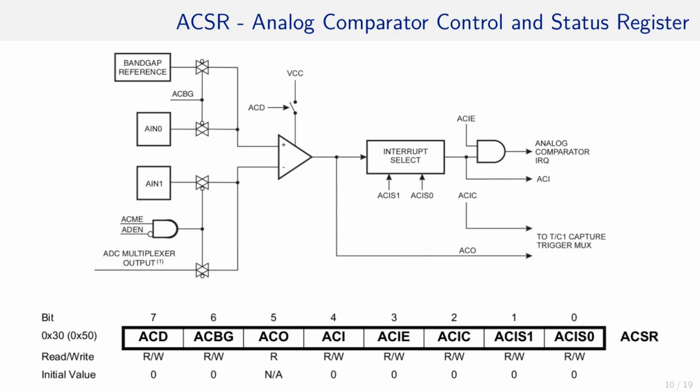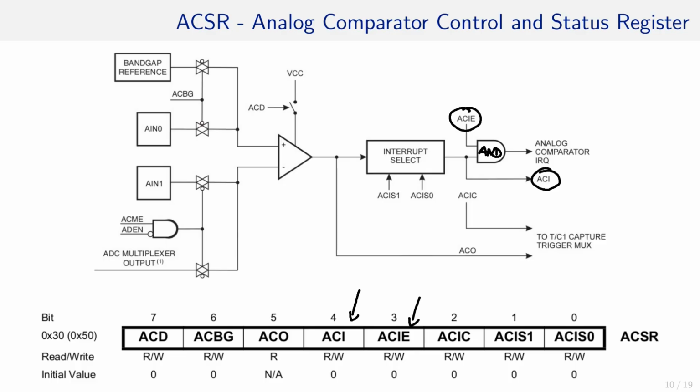Okay, what else do we have? Next bits are ACI and ACIE. They are responsible for generating an interrupt. As you can see, ACIE is ANDed with ACI. That means that ACIE is the interrupt enable, while ACI is then causing the interrupt request.